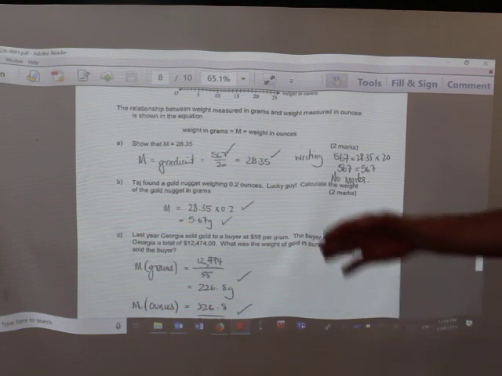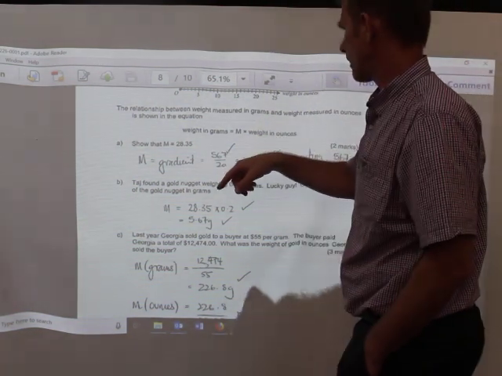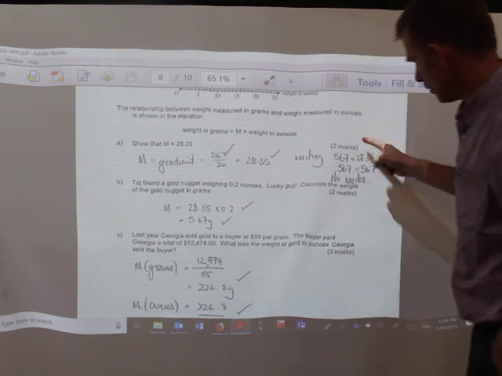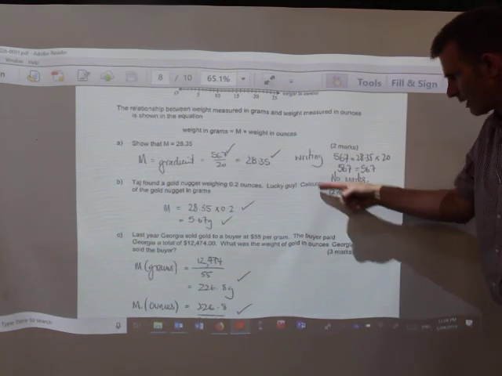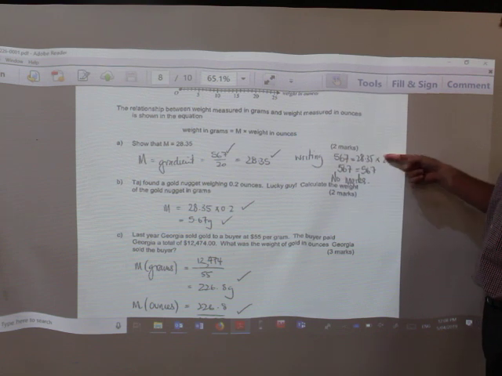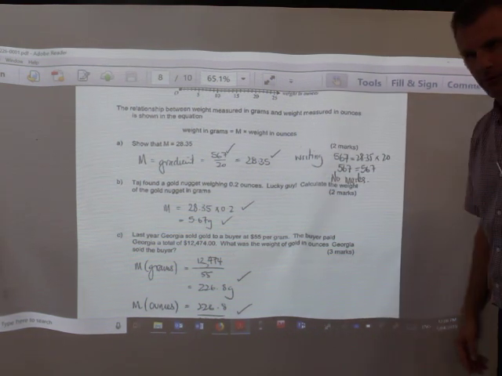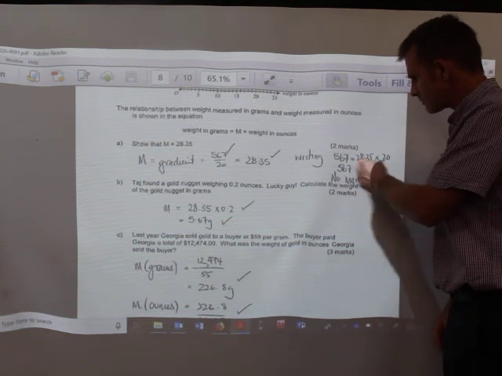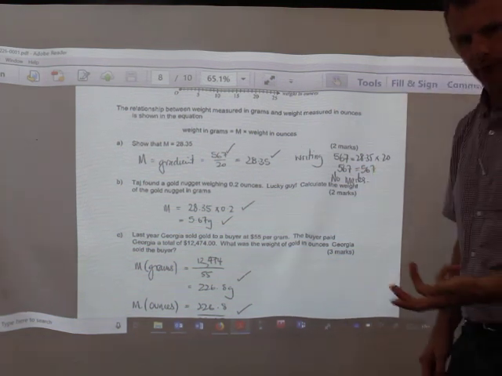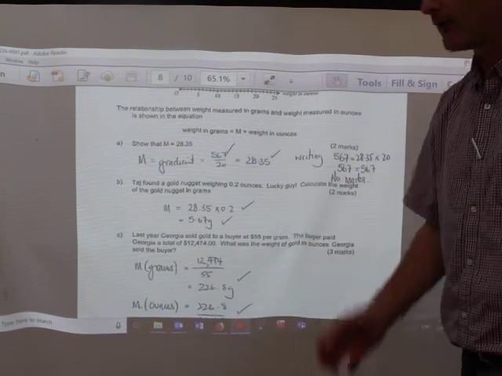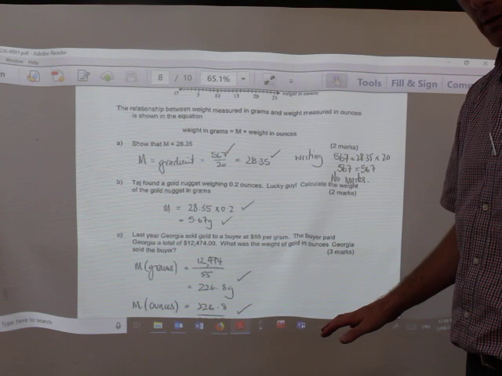It asked you to show that M is 28.35. Now over here, this is what a lot of people did. They said, oh look, if I put that into that, 567 equals 567. There we go, job done. No, this is meaningless. 3 equals 3, 2 equals 2, 5.75 equals 5.75. That doesn't show or prove anything, right?